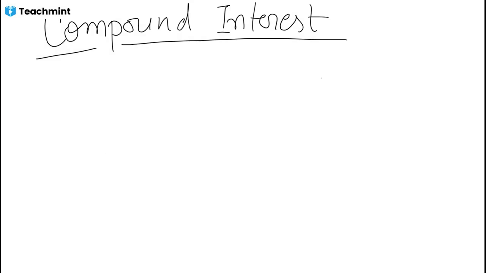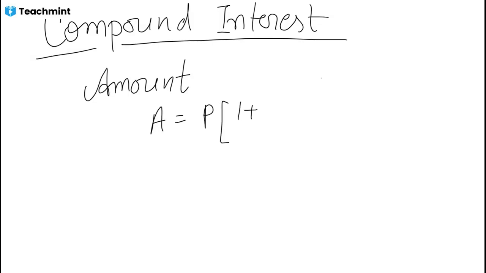So to find CI, we have a formula for amount. Amount A is equal to P in bracket 1 plus R over 100 to the power T. This is the amount, and CI will be A minus P. Okay. So let us do the same question.